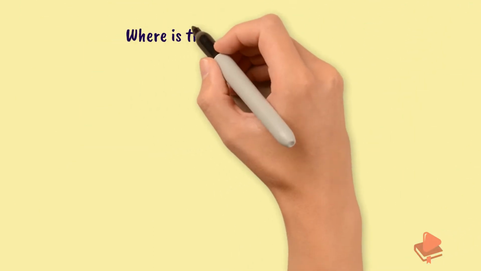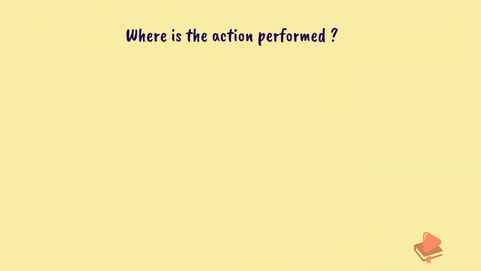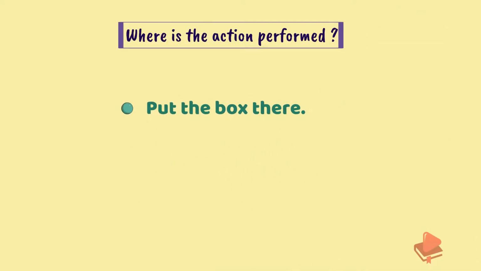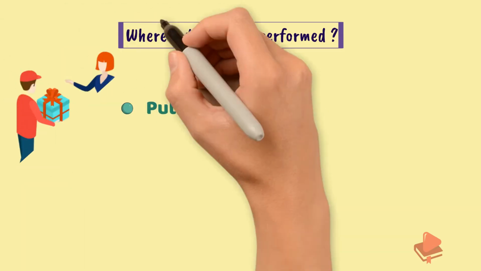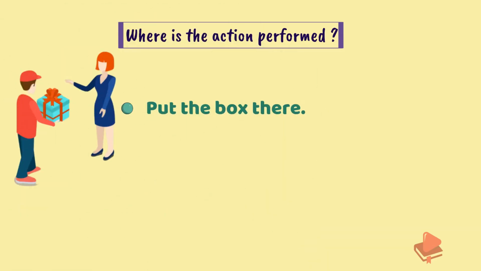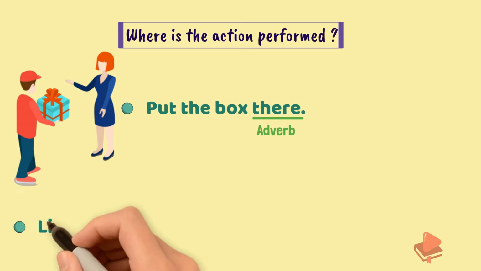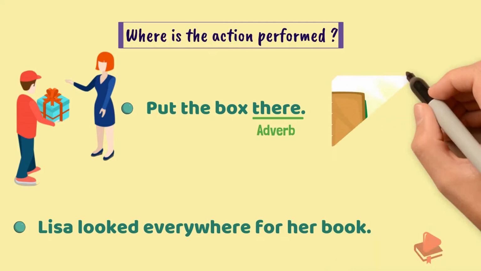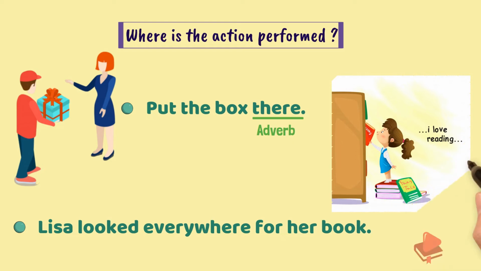Let's see the next way in which the action is described. Let's understand this with a few examples. Put the box there. Here we are told to put the box, but at which place? I'm using there to describe the place to put the box. So it is an adverb. Let's see another example. Lisa looked everywhere for her book. Here Lisa looked for her book, but where? Everywhere. Here everywhere is the adverb as it is describing the location where Lisa looked for the book.